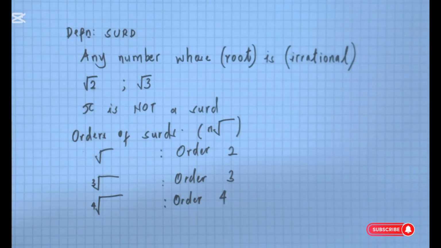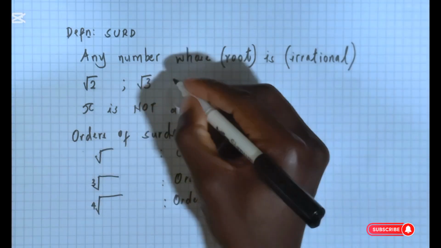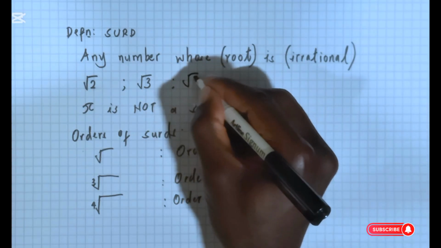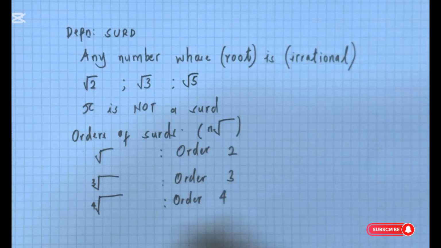For example, the root of 4 is 2. 2 is a rational number. We can write 2 as a fraction. That is why we are calling it a rational number. So root 4 is not a surd. Root 5 is a surd. We can also include it here. Root 5 is a surd. Root 6 is a surd.